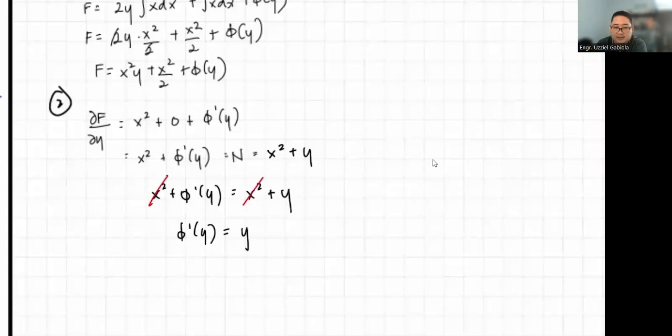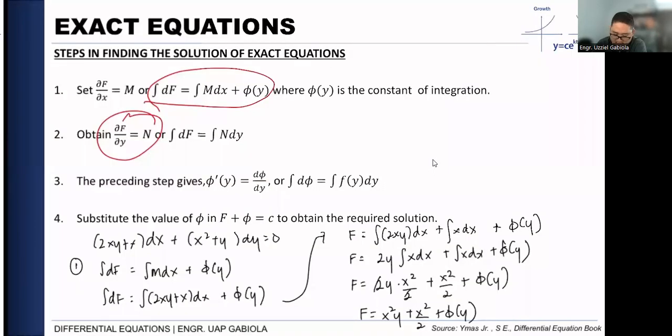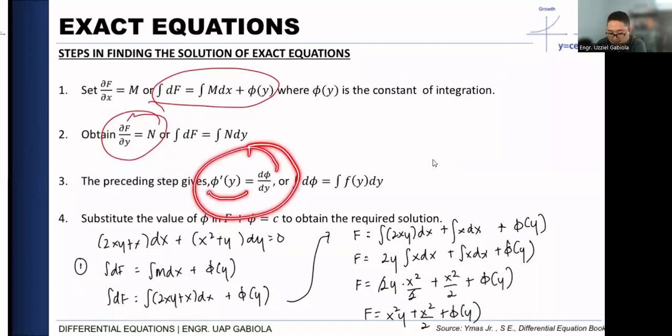Okay? And doon tayo, pupunta tayo doon sa next step natin. Yung step 3 natin is ito, no? Yung φ prime y natin, equate daw natin or equivalent siya sa dφ over dy, no? So parang ano lang din yan, y prime equal siya sa dy over dx. Okay? Pero dito, in term, ang independent variable nga natin ay si y. Okay? So, i-change natin ngayon sa step 3 na gano'n.